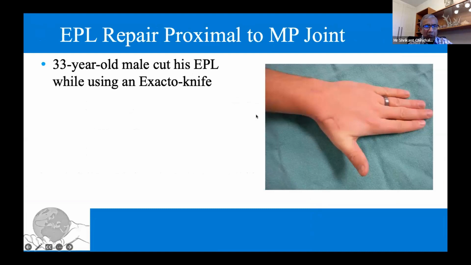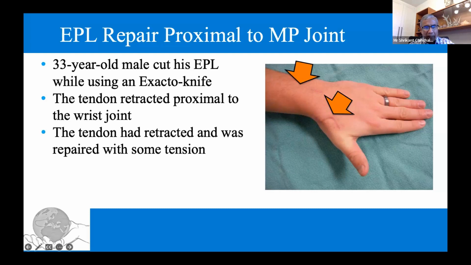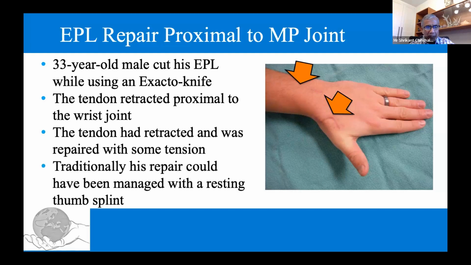This is a patient who had an EPL tendon repair just distal to the extensor retinacular level. He cut his tendon with an X-Acto knife while working on a plastic sheet. This is the level of the lesion. However, the tendon retracted proximally, right down to proximal to the extensor retinaculum. The tendon had to be advanced for repair, and therefore this repair was somewhat under tension.